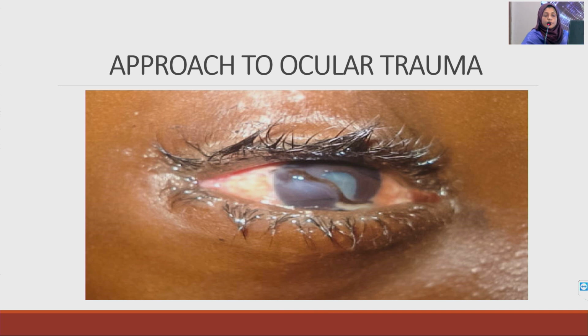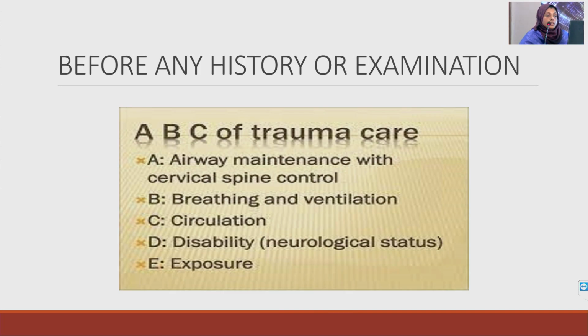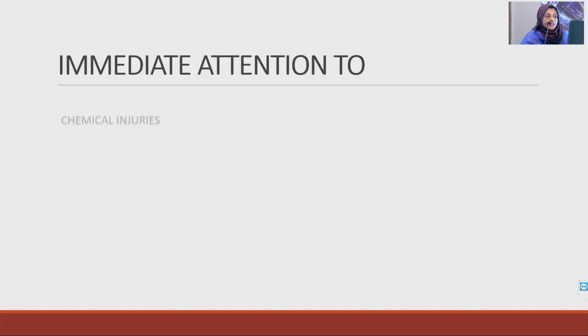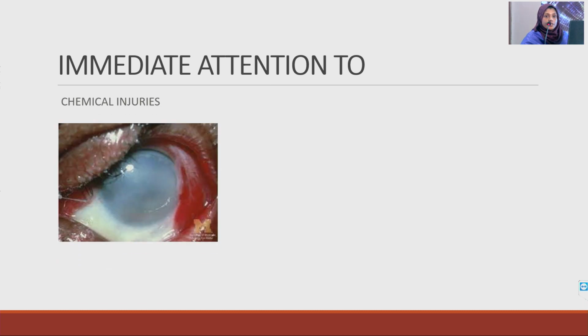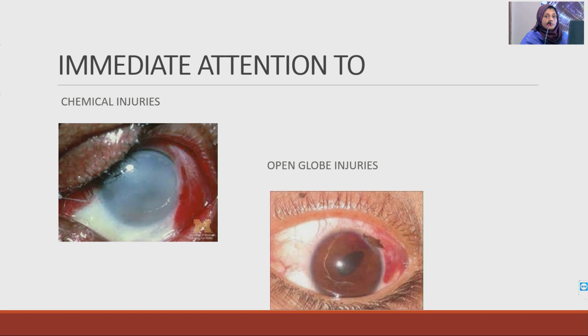Now, how to approach a patient with ocular trauma? Before any history or examination, don't forget to make sure that the patient is systemically stable, and immediate attention should be given to chemical injuries, in which an immediate eye wash is important to remove the chemical particles. Then rule out open globe injuries so that your further examination will be careful.